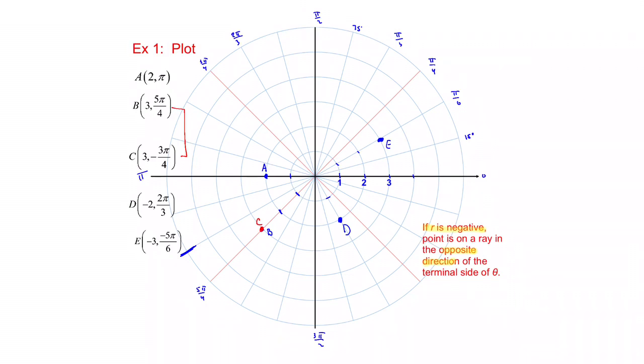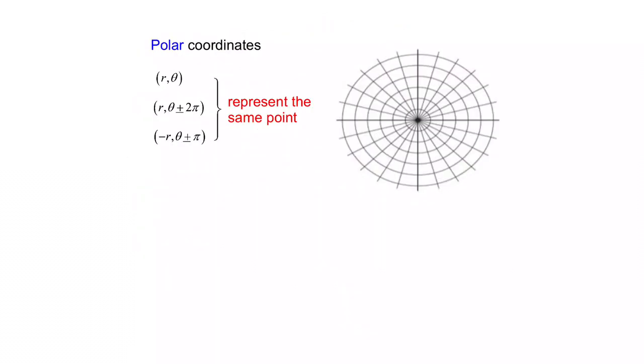So once again, to explain that, negative 5 pi over 6 would be all the way right here. We go in the opposite direction, 3 units, 1, 2, 3, and so point E would end up in quadrant 1. So that's how we plot points in polar form. Now let's take a look at this representation. So polar coordinates, as we found out, are not unique like they are in rectangular form.